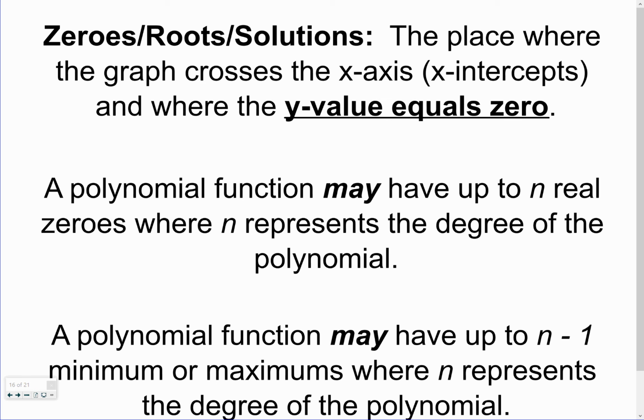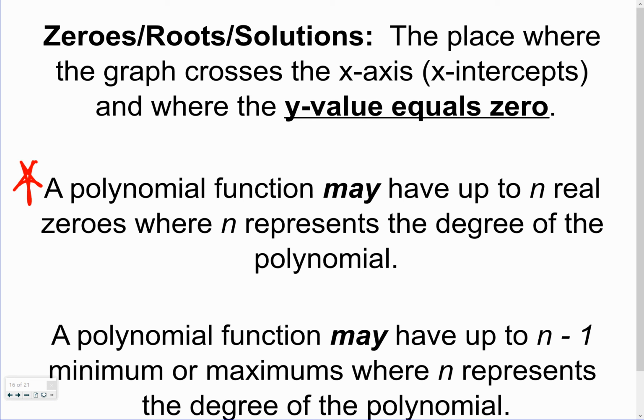And we've talked about these before. This is where my solutions are, but on a graph, it's where it crosses the x-axis, or it's the x-intercepts. And more specifically, since I'm on the axis and I don't move up or down, the y value equals 0. Now, these two things are important, and you should memorize these, okay?